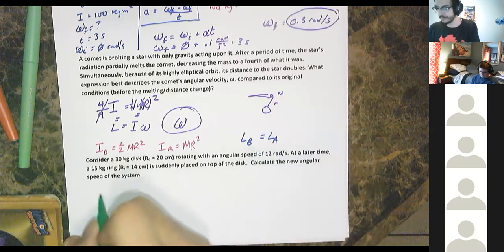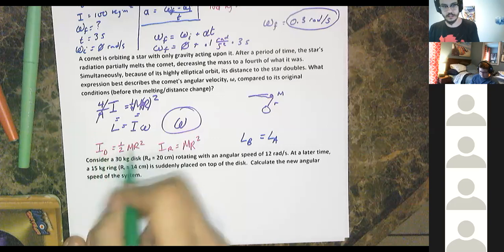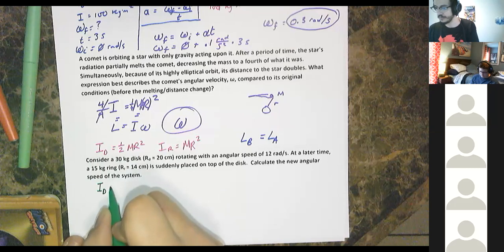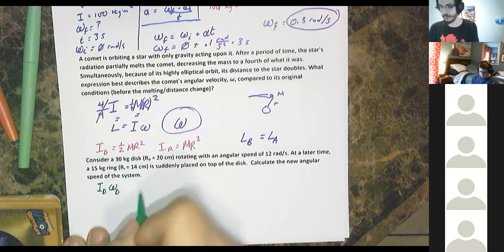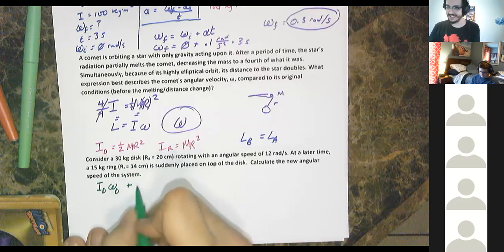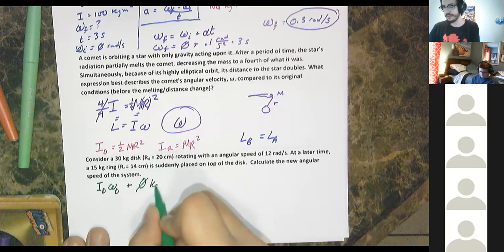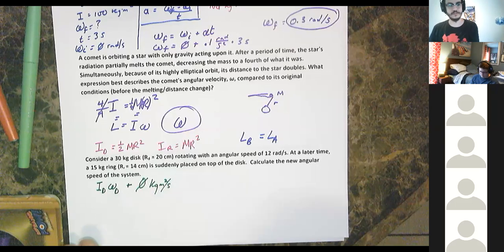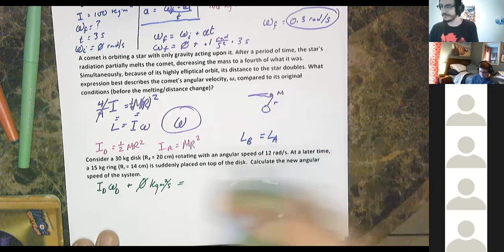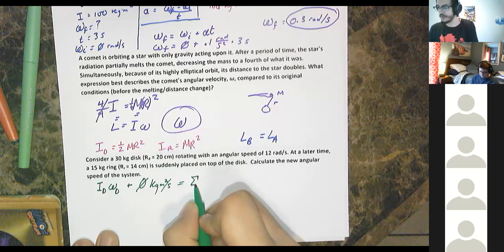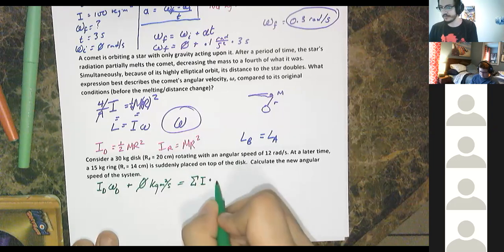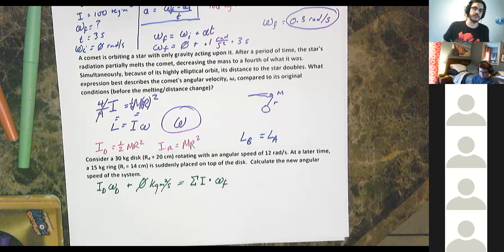Our momentum before is the moment of inertia of the disk before times the angular velocity of the disk before, plus nothing, because the ring is not contributing anything before. So it's kilogram meters squared per second, and the ring term is 0. And then afterwards, it is the sum of moments of inertia, because they're both being hauled together, times the final velocity.